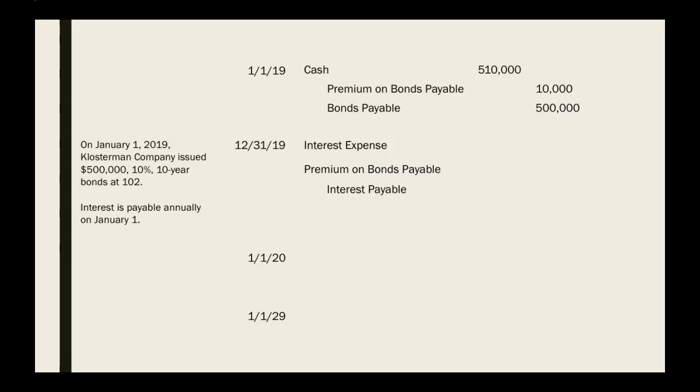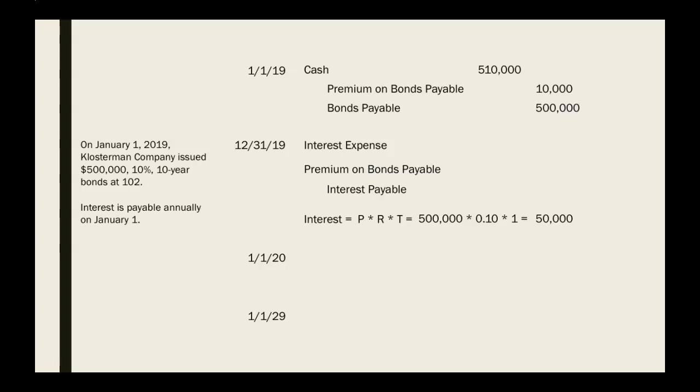So there's a process here. We're first going to be calculating our interest. So that's your principal times your rate times your time. So our principal is 500,000 times our interest rate of 10% times 1, because it's been one full year. So you find that your interest is 50,000.